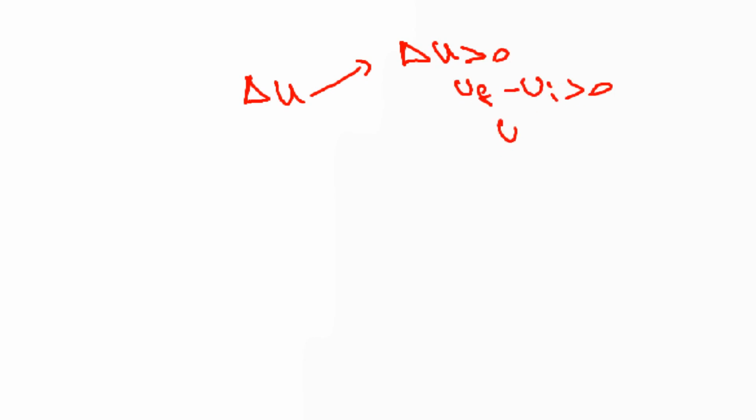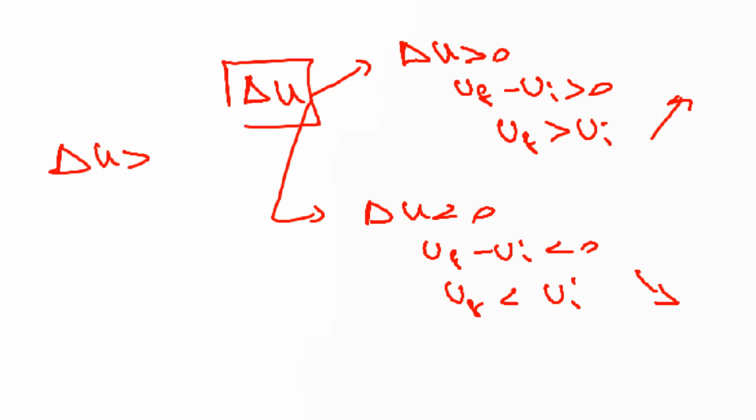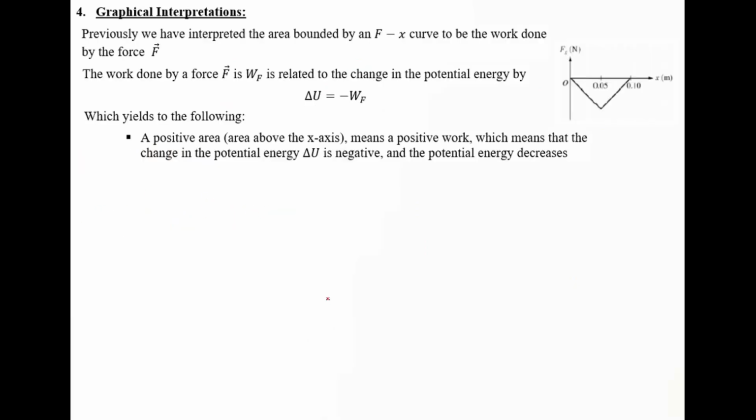Now first of all, let me say the following. Delta U is the change in the potential energy. If delta U is positive, it means that Uf minus Ui is positive, which means that Uf is greater than Ui, which means the potential energy increases. If delta U is negative, this means that Uf minus Ui is negative, which means that the final potential energy is less than the initial potential energy, which means that it decreases. So the increase or the decrease in the potential energy can be interpreted from the sign of delta U. If delta U is positive, the potential energy increases. If delta U is negative, the potential energy decreases.